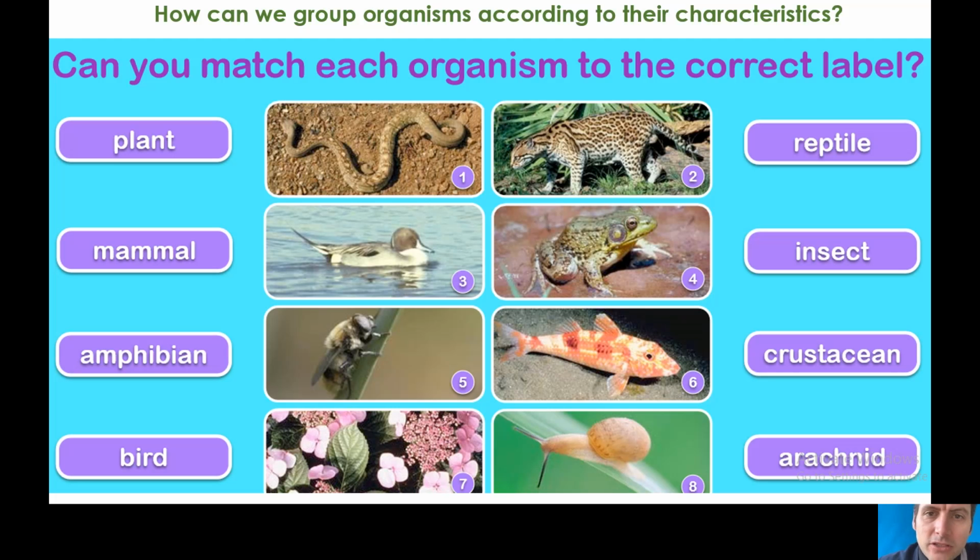And what I'd like you to do is with those 8 categories, plant, mammal, amphibian, bird, reptile, insect, crustacean, and arachnid, I'd like you to think which one is an example of a plant. Is it number 1, 2, 3, 4, 5, 6, 7, or 8? Okay, so if you could write down the number next to the grouping, that would be perfect. Pause the video while you do that, please.